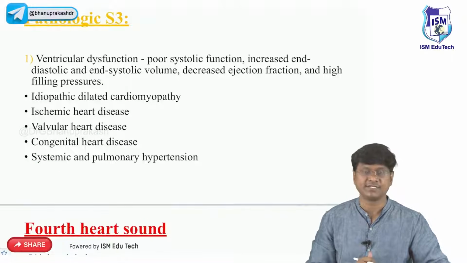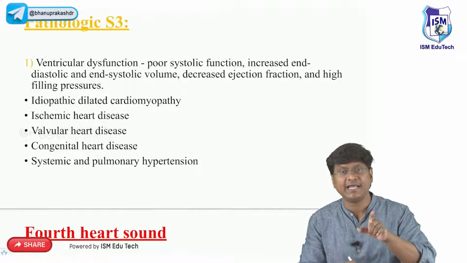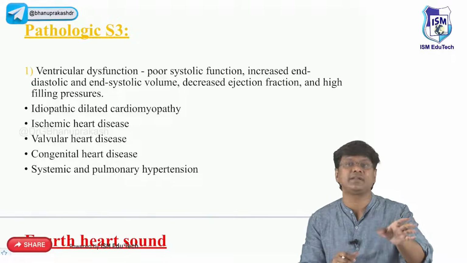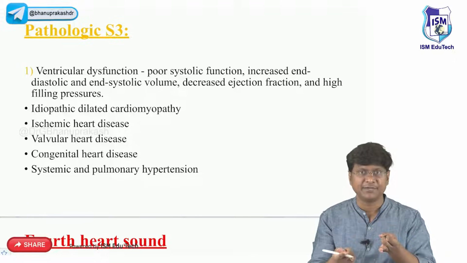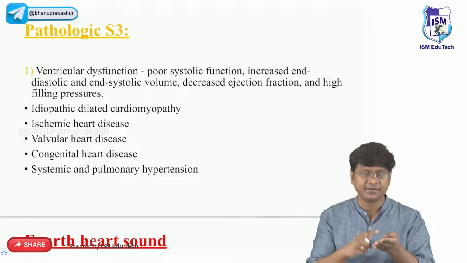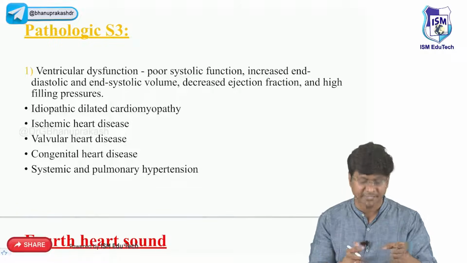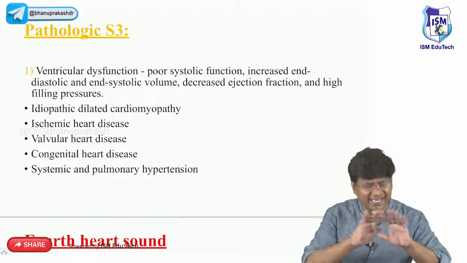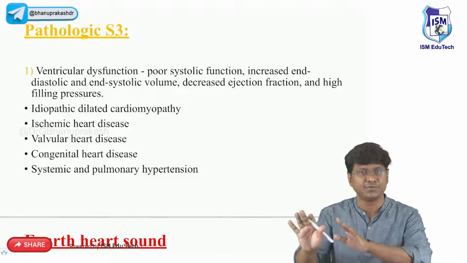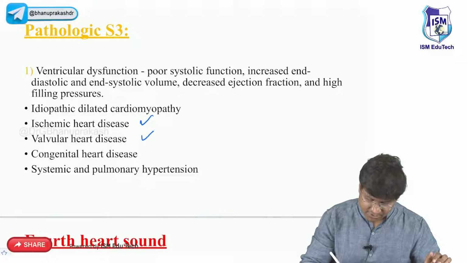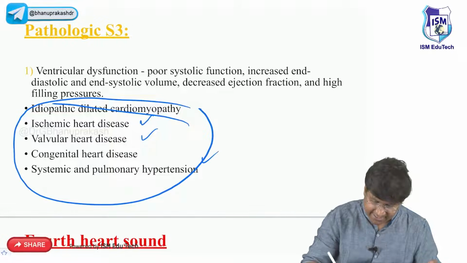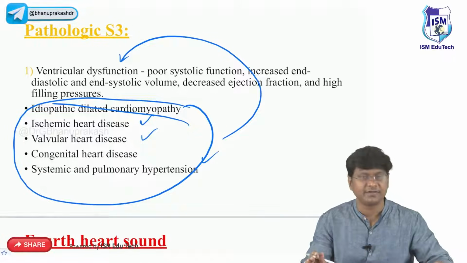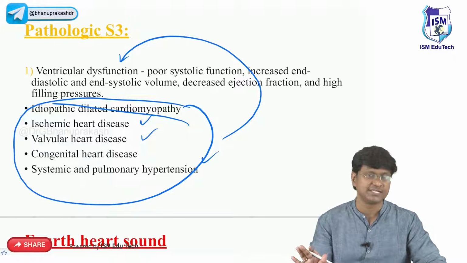Then pathological S3. Pathological S3, you will have whenever there is development of ventricular dysfunction. That is right ventricular dysfunction, left ventricular dysfunction, cardiomyopathies like dilated cardiomyopathy, restrictive cardiomyopathy, hypertrophic cardiomyopathy. So any condition which is causing ventricular dysfunction, you will have S3. That is ischemic heart disease, valvular heart disease, hypertension. All these conditions, ultimately the individual will develop ventricular dysfunction. Thereby, you will have this pathological S3, right?